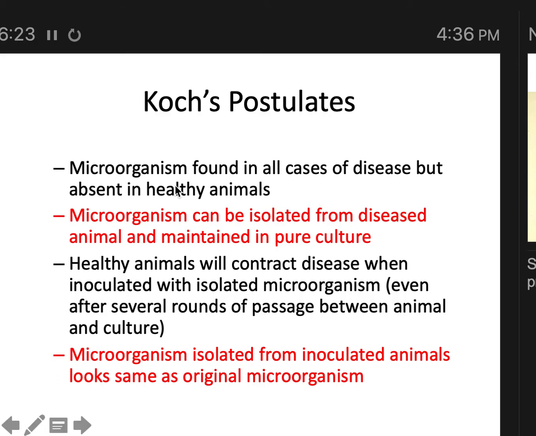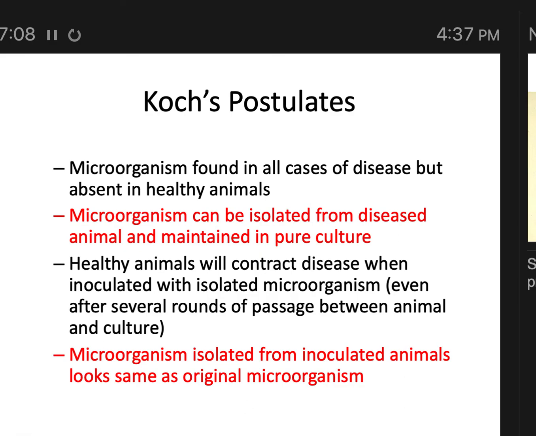So I'll remind you of Koch's postulates. The first criterion for identifying a microbe as the cause of disease is that the microbe has to be found in all cases of disease and not found in healthy individuals. Second, the microbe can be isolated from a diseased animal or patient and maintained in pure culture. Third, healthy animals will contract the disease when inoculated with the isolated microorganism that you took from the sick animal, even after several rounds of passage between animal and culture. Fourth, the microbes isolated from the newly sick animal should look exactly the same as the original microorganism that made the original animal sick. Okay.